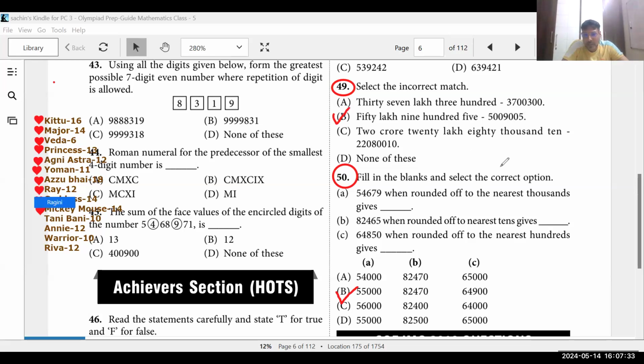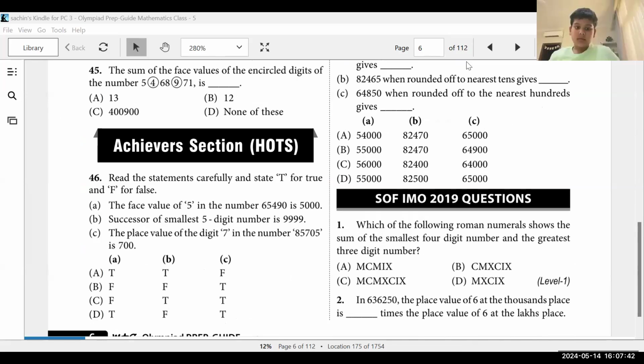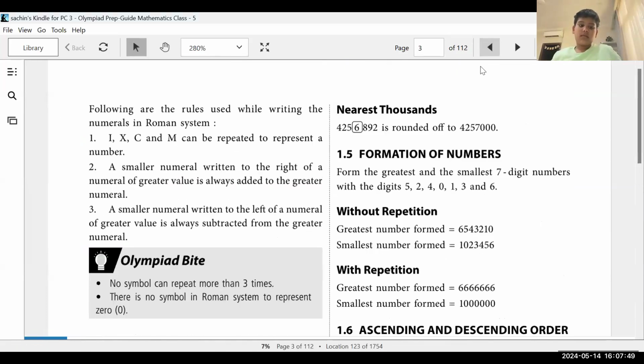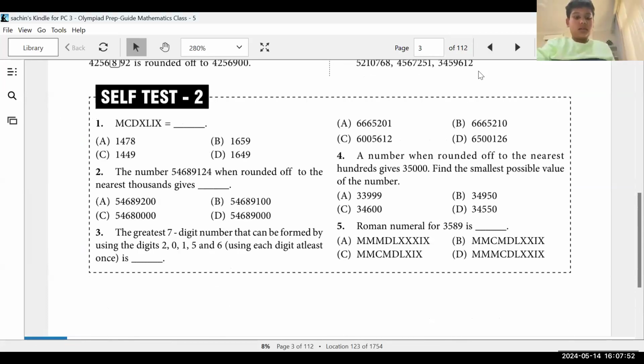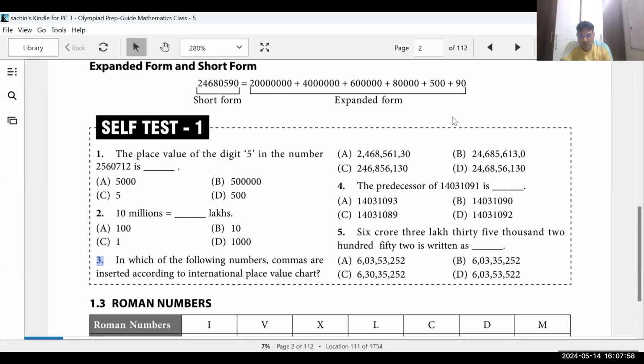Ray, sleeping Ray, better don't sleep in my class. Hurry up. This time you will have to do 50 questions. Have we done these questions before? No, sir. All right. So do the second and third. And that's it.